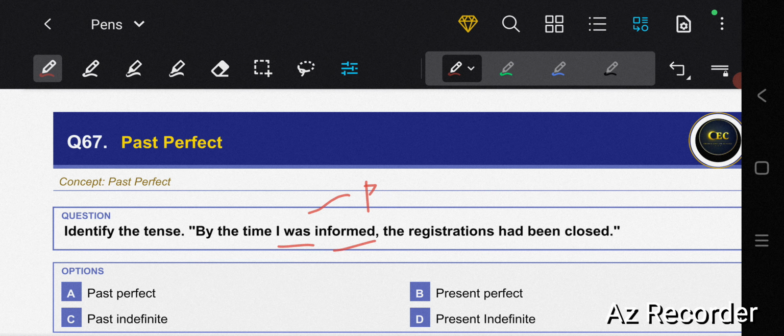And here, registration had been done, had been closed. So here also we see past perfect. There is the had and V3, and been has been taken for passive structure. Okay, so this one is the passive past perfect. Okay, so this one is past perfect.